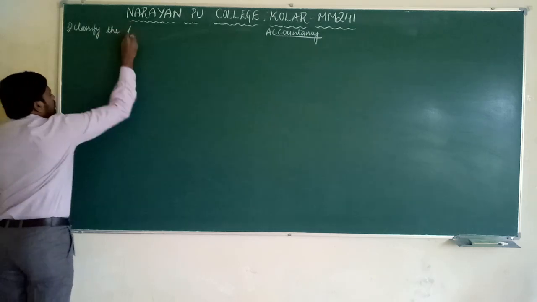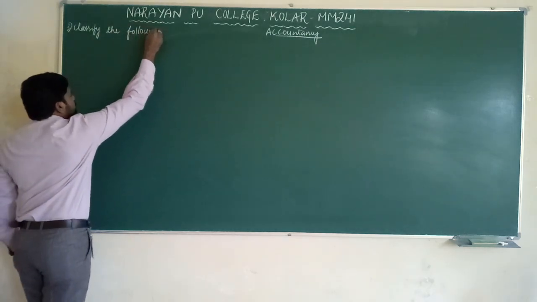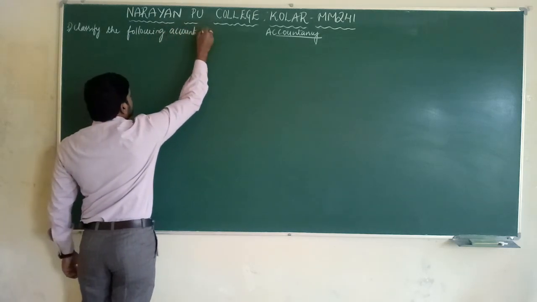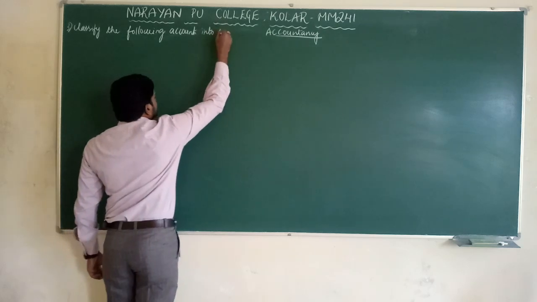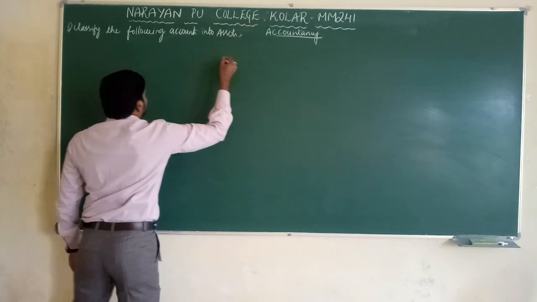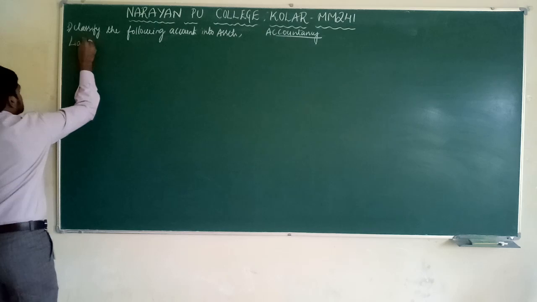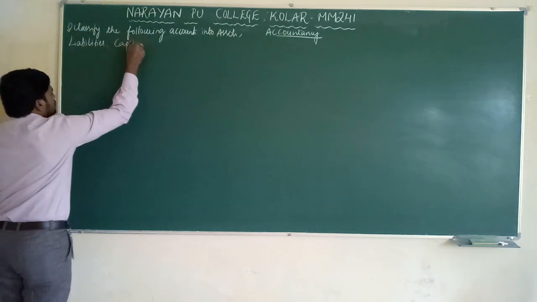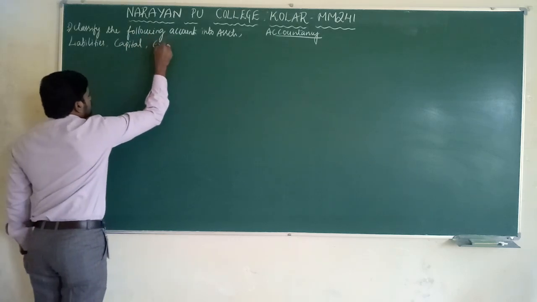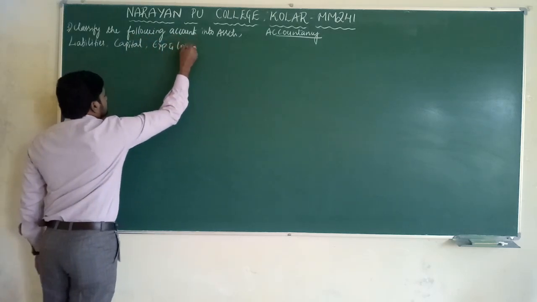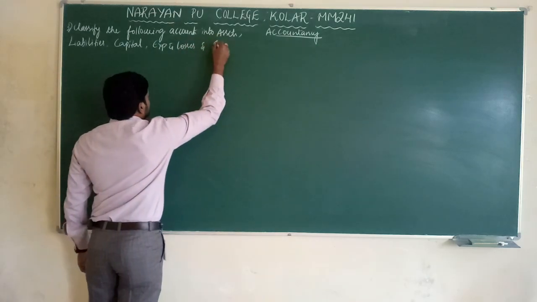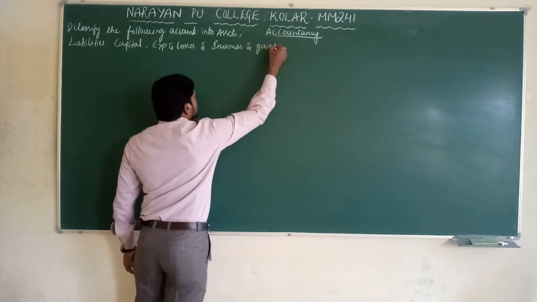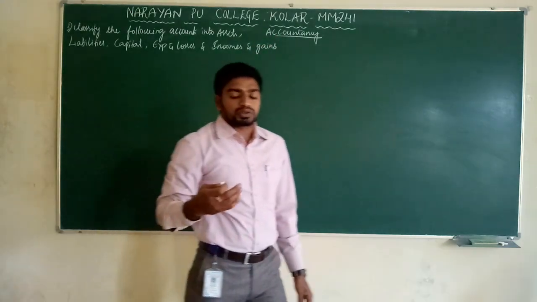Classify the following accounts into assets, liabilities, capital, expenses and losses, and incomes and gains. These are the classifications you should do.